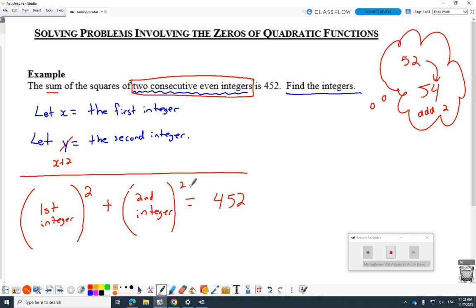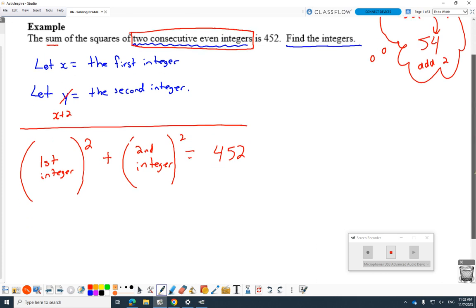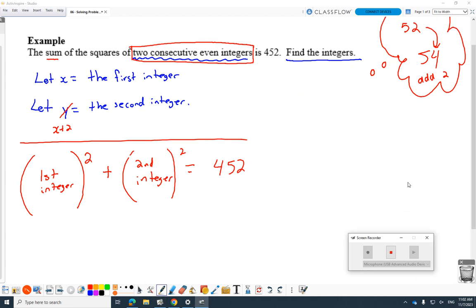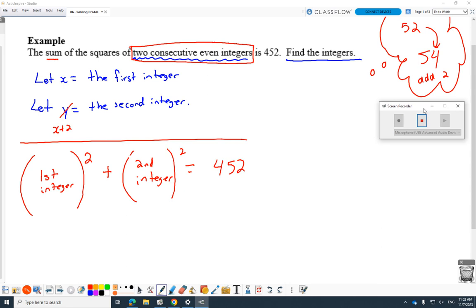So what is a word equation? A word equation is where I use some words to describe what's going on here, as opposed to doing it all with algebra. And after all that, I'm now ready to write my algebraic equation that's going to help me solve this problem. What is the first integer? 52? No, it's not 52. 20? 17? 405?